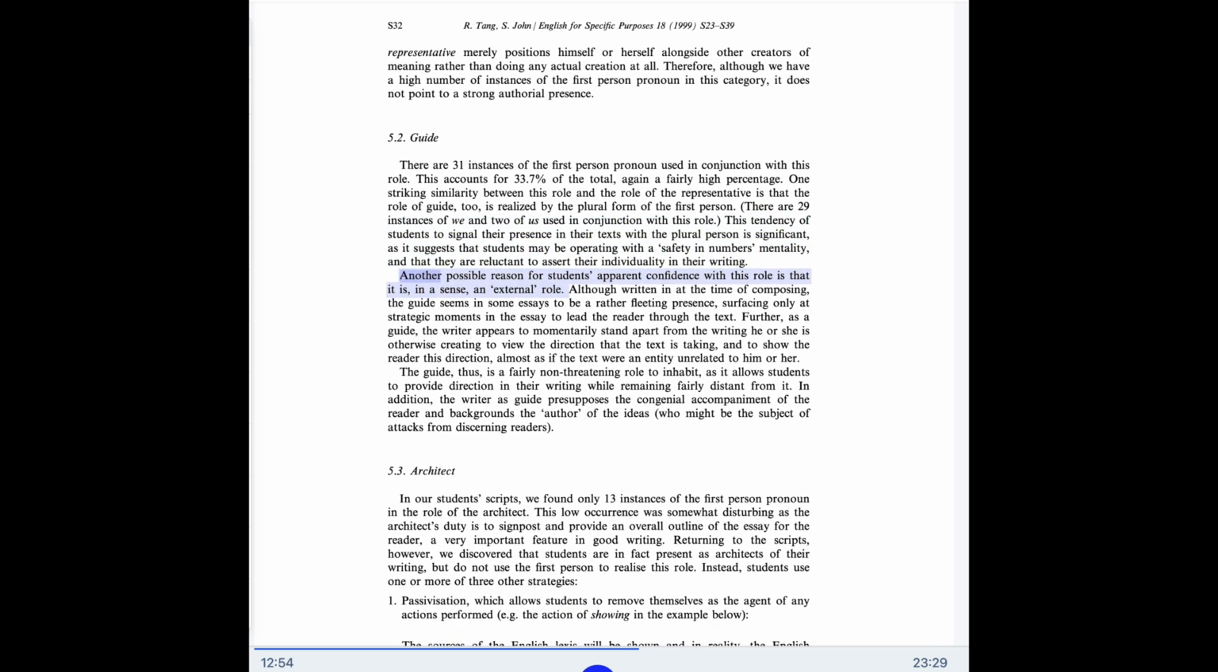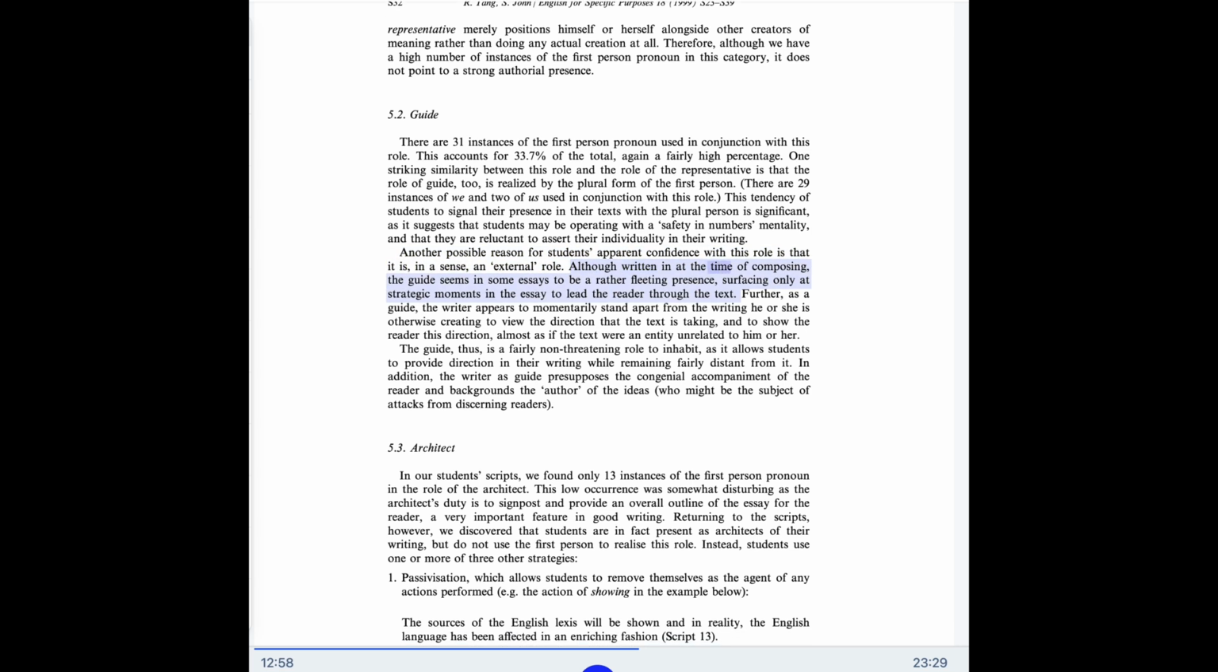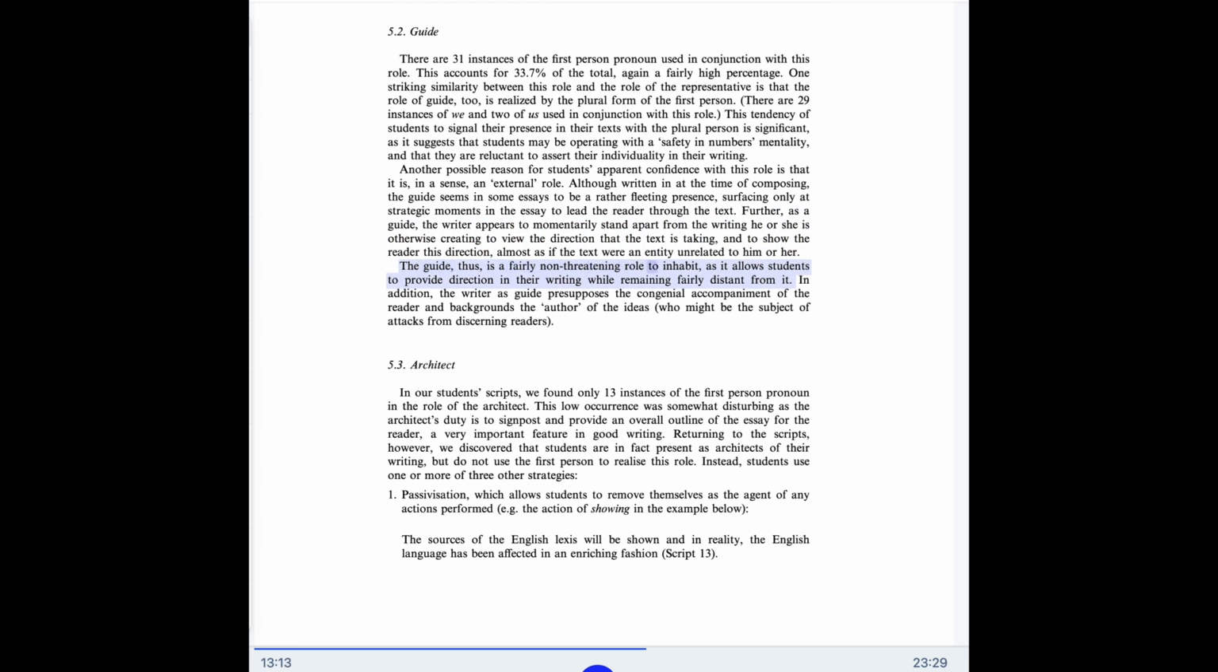Another possible reason for students' apparent confidence with this role is that it is, in a sense, an external role. Although written in at the time of composing, the guide seems in some essays to be a rather ghostly presence, surfacing only at strategic moments in the essay to lead the reader through the text. Further, as a guide, the writer appears to momentarily stand apart from the writing he or she is otherwise creating, to view the direction that the text is taking and to show the reader this direction almost as if the text were an entity unrelated to him or her. The guide, thus, is a fairly non-threatening role to inhabit, as it allows students to provide direction in their writing while remaining fairly distant from it.